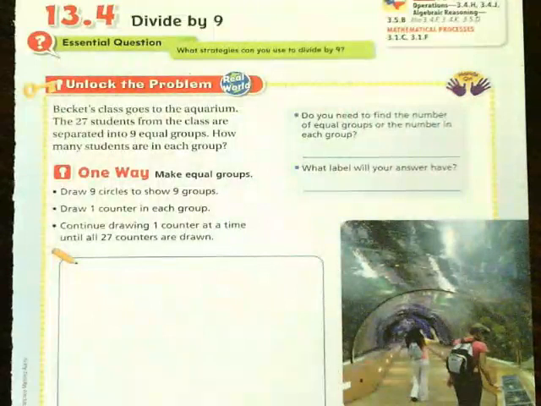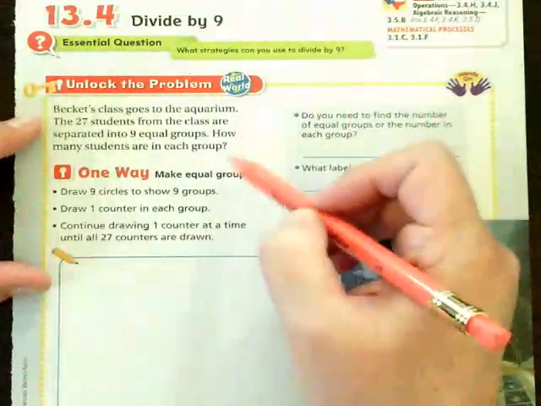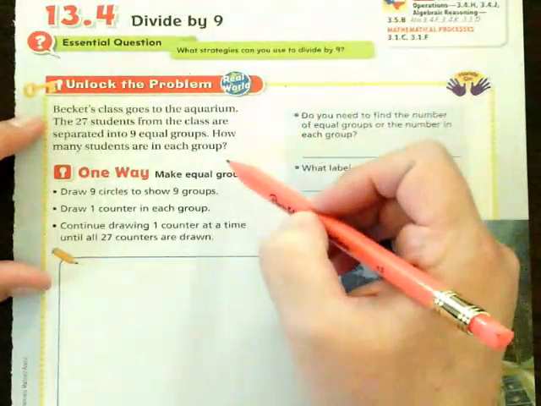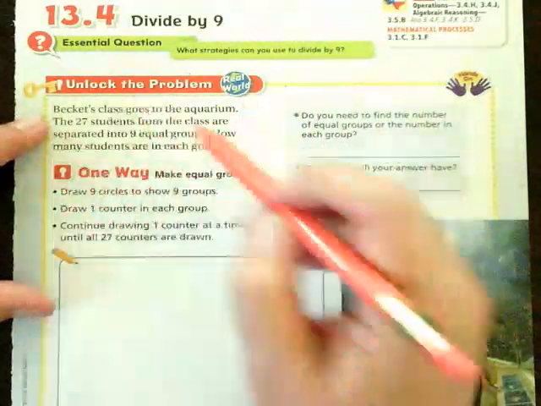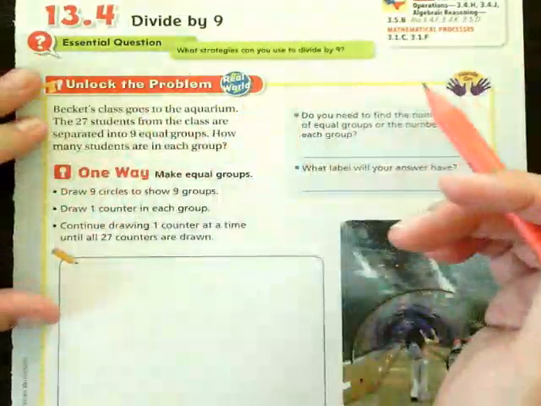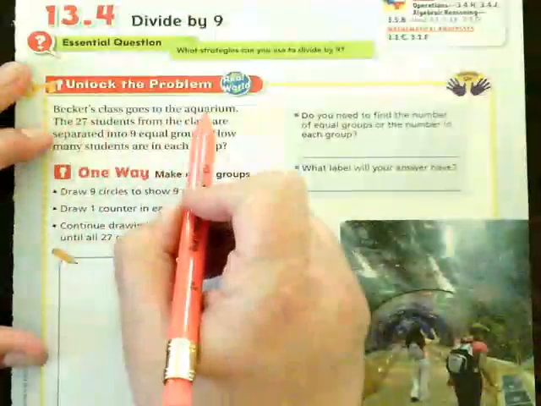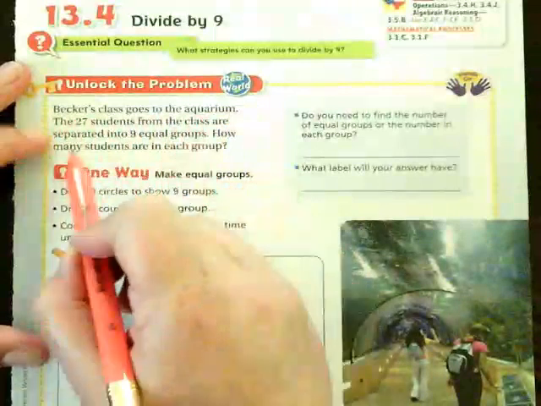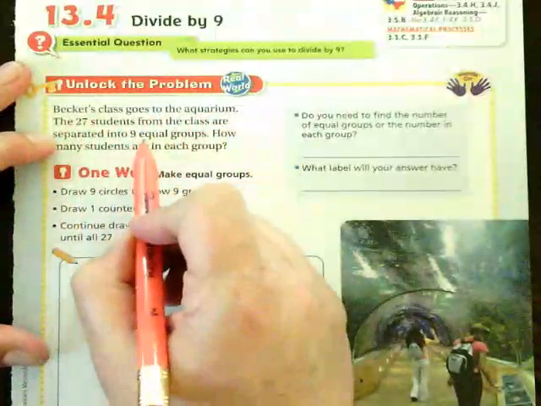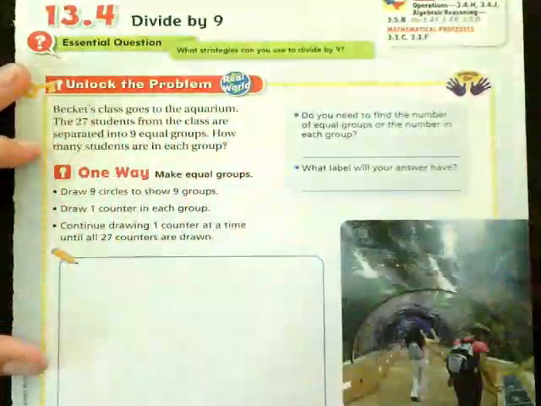First, we're going to start by unlocking the problem. I'm going to read the question, the word problem, to make sure I understand all of the words that are in it. And then I can go back and read to make sure I understand what information I'm going to need. So here we go. It says Beckett's class goes to the aquarium. The 27 students from the class are separated into 9 equal groups. How many students are in each group?